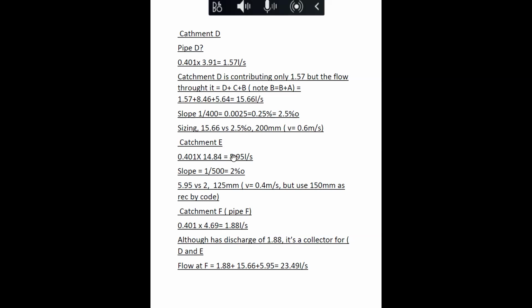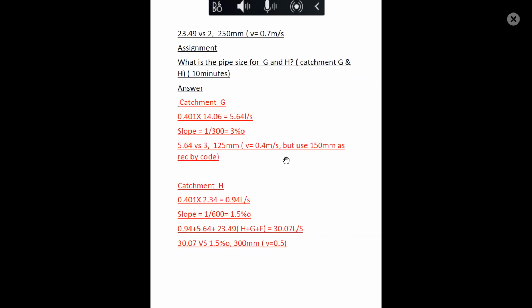Catchment E is on its own. So when I go to 5.95, the answer is 125 mm. So I use the nominal 150 mm. And so on and so forth. So if you do this, this is how you now get it. This is the pipe sizing now. You are getting the pipe sizes from your nomogram.